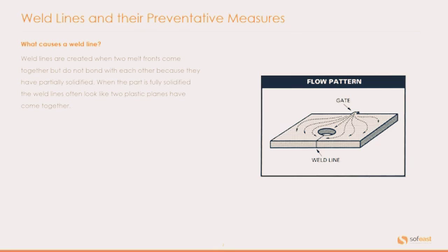Weld lines. An example on the right hand side here shows what a weld line looks like. Weld lines are created when two melt fronts come together but do not bond with each other because they have partially solidified. When the part is fully solidified, the weld lines often look like two plastic planes have come together.